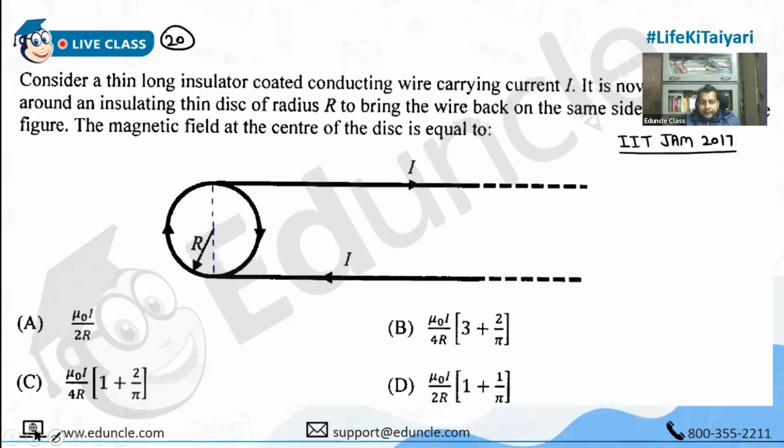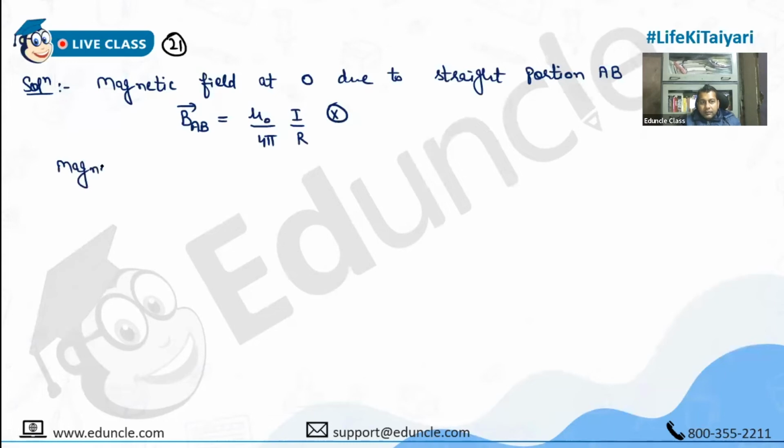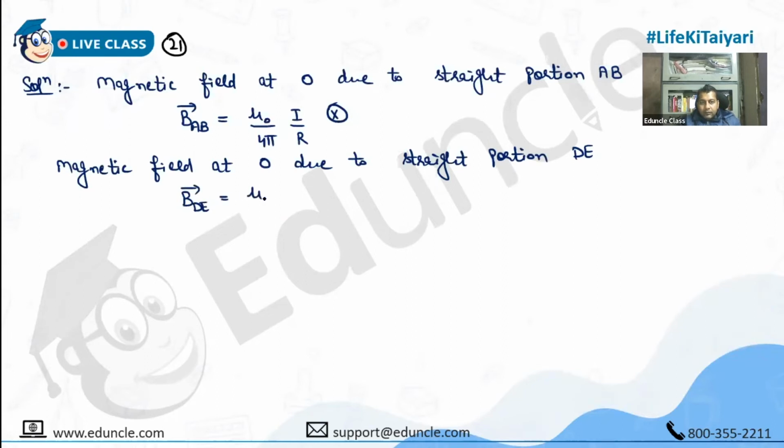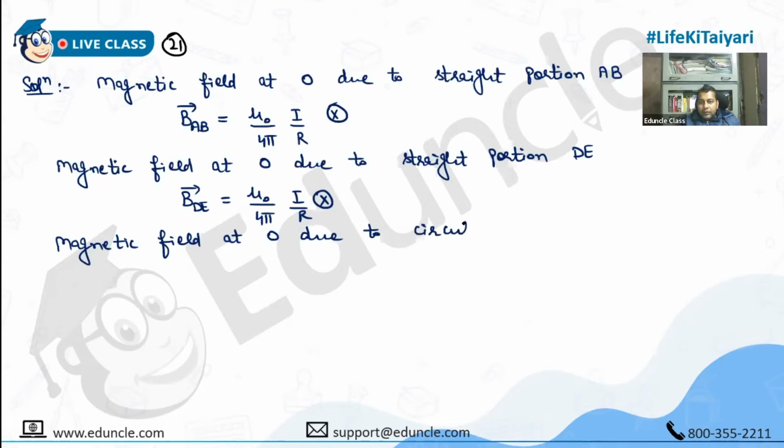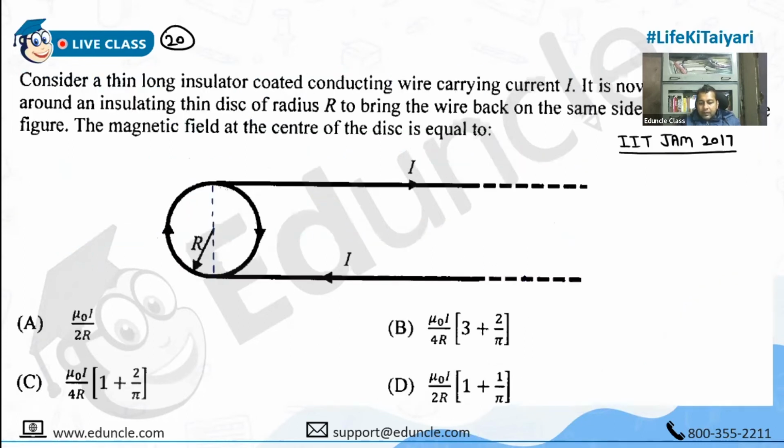I by R will come, no? See the direction, magnetic field at O due to straight portion DE, this one, and magnetic field at O due to circular portion. Let me name them A, B, C, D, E.